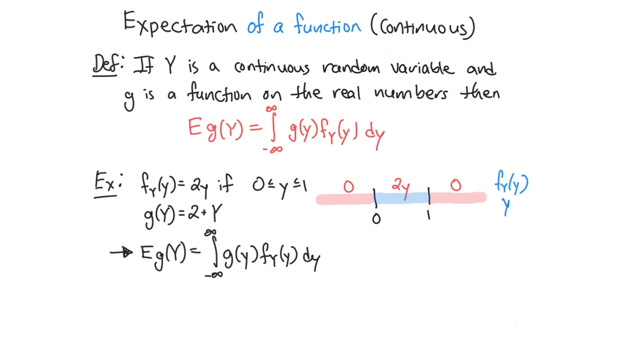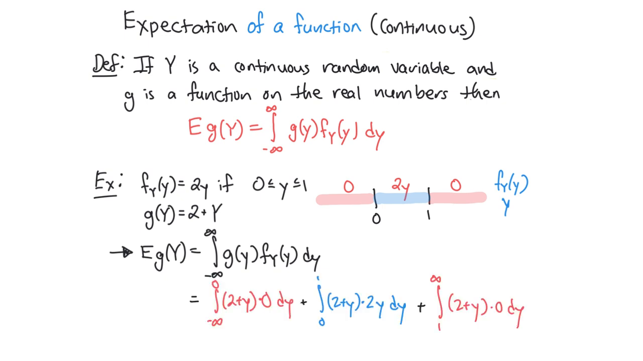Actually, this PDF has 3 parts. It is 0 outside of the region it was given, and it is 2y between 0 and 1. So turning this into our integral, from negative infinity to 0, I have my function times 0. The blue region that's interesting, I have my function times the PDF 2y, and then again 0. The zeros go away.